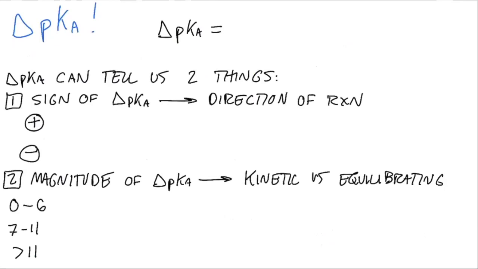What is delta pKa? It's just like taking the delta of anything else. If we take the pKa of a product and subtract away the pKa of our reactant, then we can tell the difference between those two acids, and that's our delta pKa. Now, the delta pKa can tell us two important things. Firstly, the sign of delta pKa will tell you which direction of the reaction is favored.